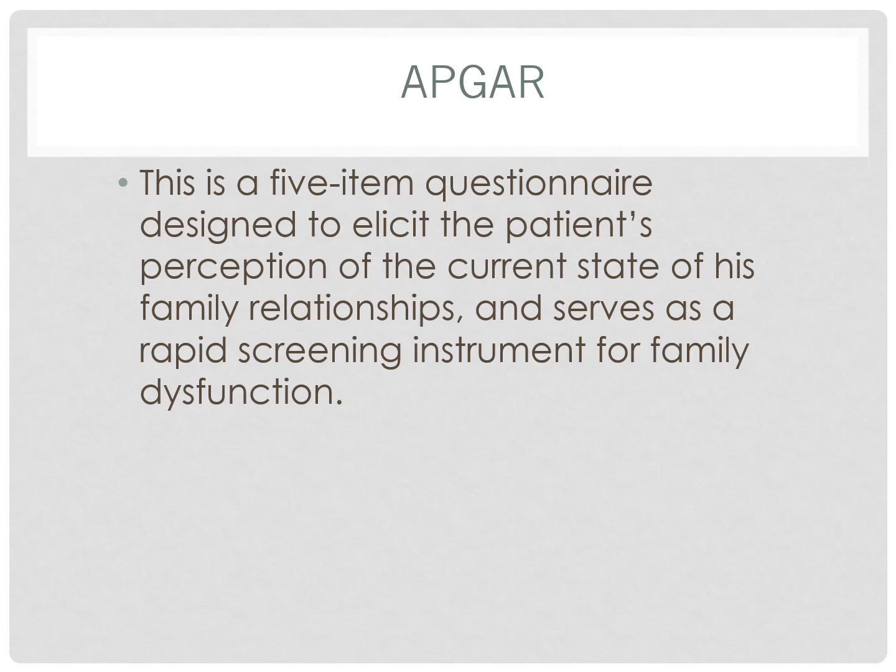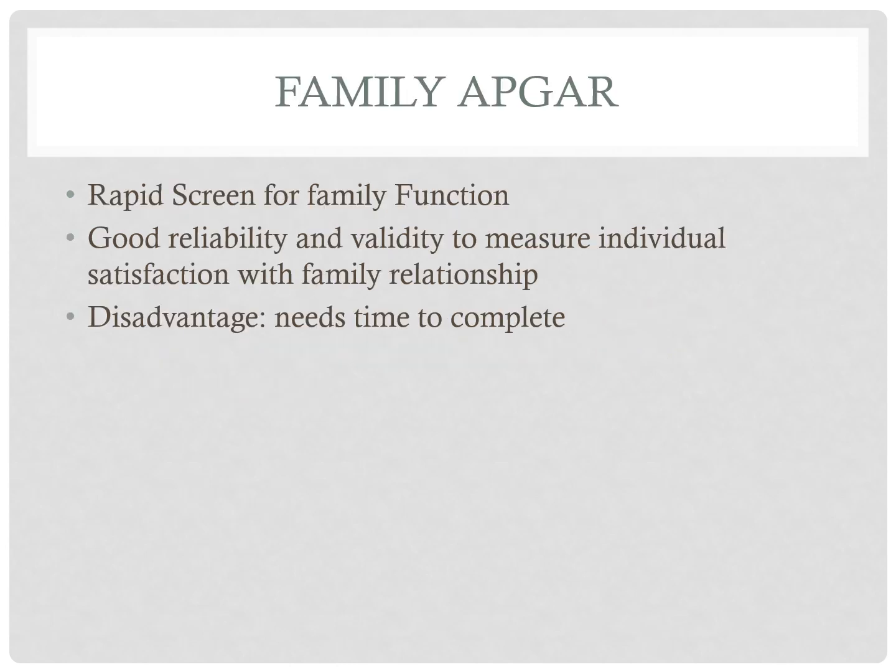Then we have our family APGAR. This is a 5-item questionnaire designed to elicit the patient's perception of the current state of his family relationships and serves as a rapid screening instrument for family dysfunction. Family APGAR is a rapid screen for family function and has good reliability and validity to measure individual satisfaction with family relationships. Disadvantage would be it needs time to complete.